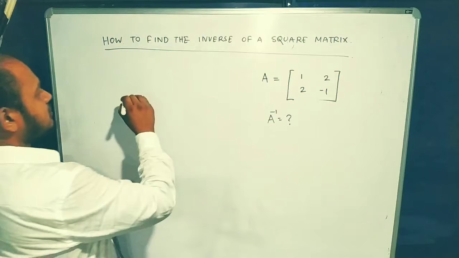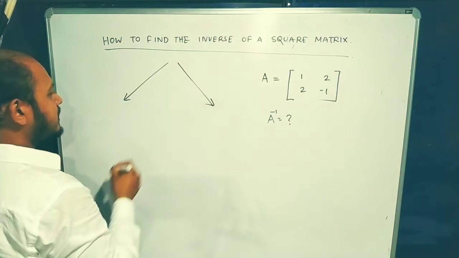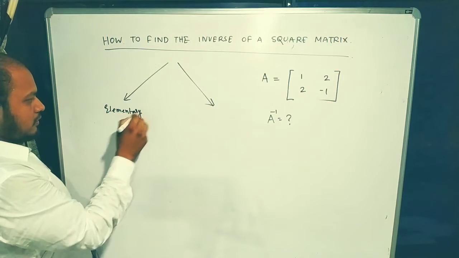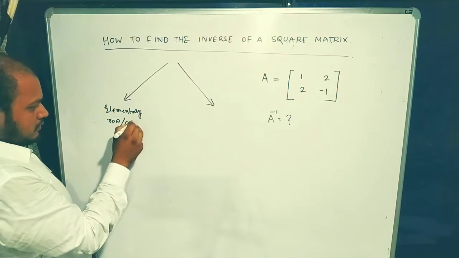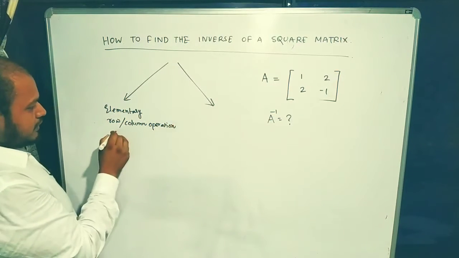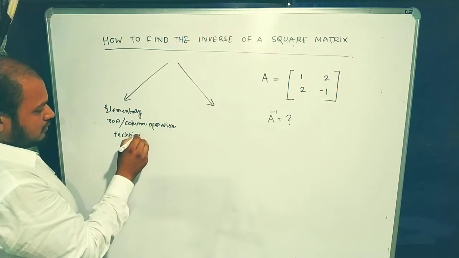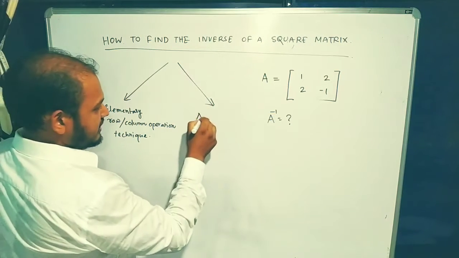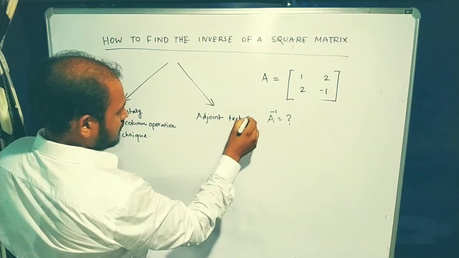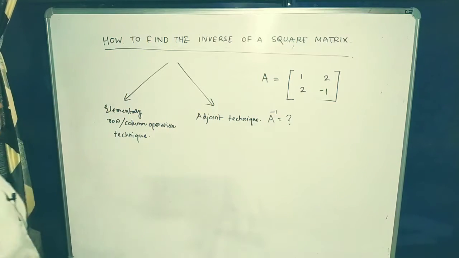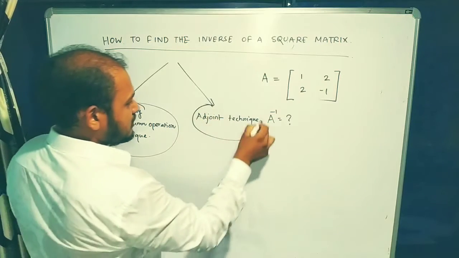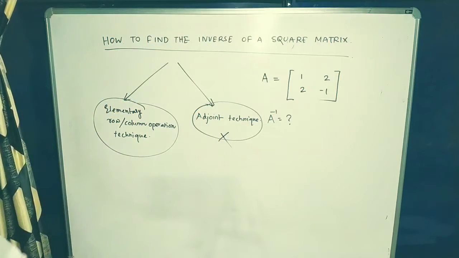So there are two techniques. One technique is known as the elementary row column operation technique, and another technique is known as the adjoint technique. In your syllabus, you will only be dealing with this type of operation. This type of operation is not included in your syllabus. That is why I am skipping this part.